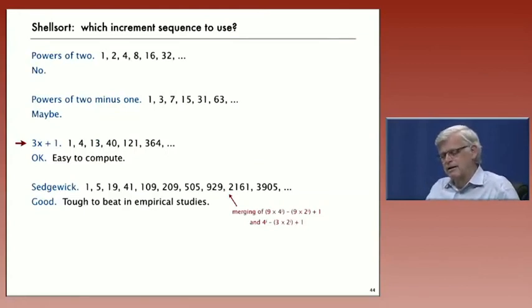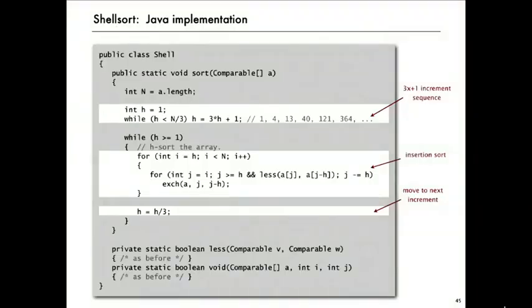But finding the best increment sequence is a research problem that has confounded people for quite a long time. Here's an increment sequence that I found after maybe a year's work, and it works well, but nobody knows if that's the best one. So here's the implementation in Java of Shellsort for Knuth's 3x plus 1 increment sequence.